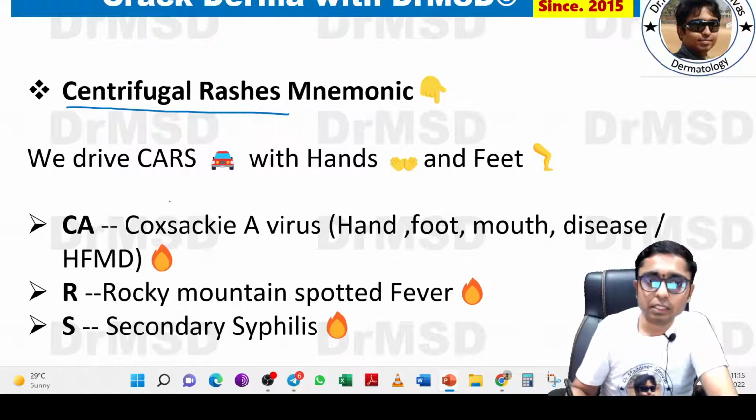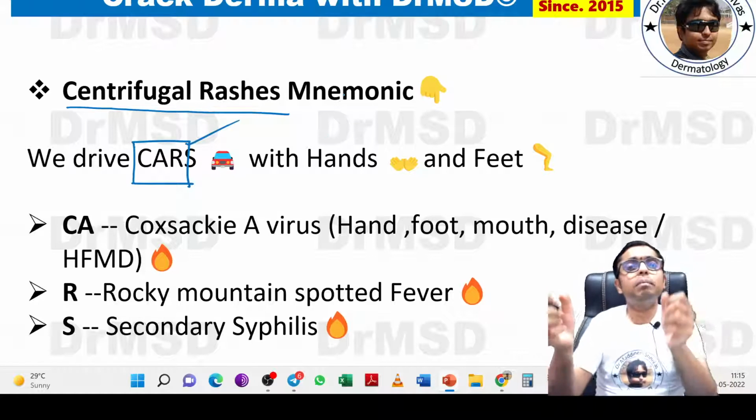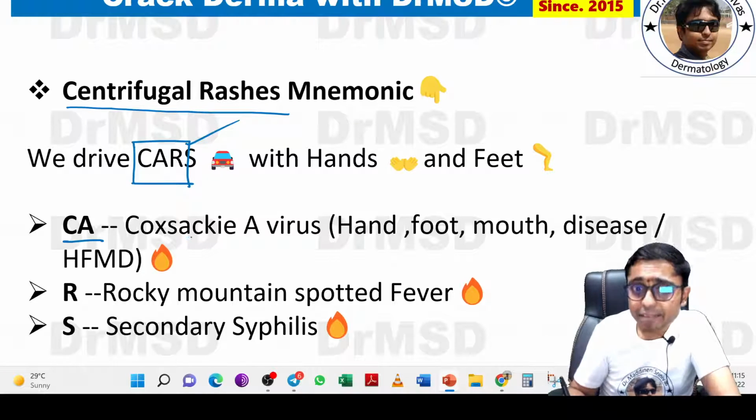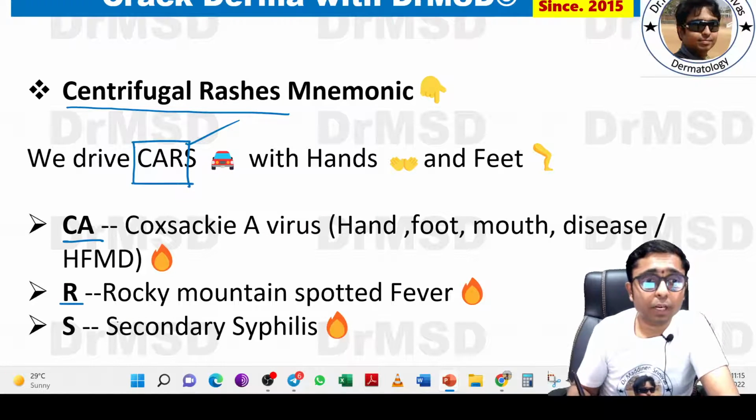Very, very few conditions, like for example, you can remember the mnemonic CARS. Just remember, steering of the car is handled by the hands. So CA stands for Coxsackie A virus. Yes, that is hand, foot, mouth disease. And R stands for Rocky Mountain Spotted Fever. And S stands for secondary syphilis.